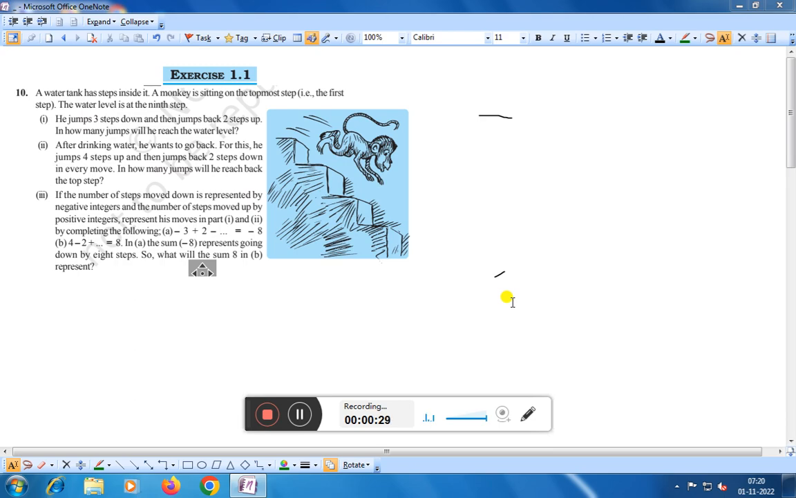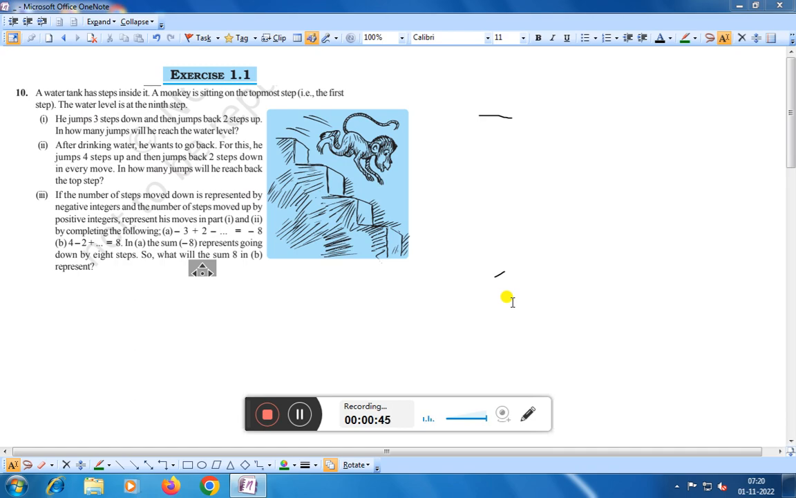Number 2: after drinking water, he wants to go back. For this, he jumps 4 steps up and then jumps 2 steps down in every move. In how many jumps will he reach back the top step?